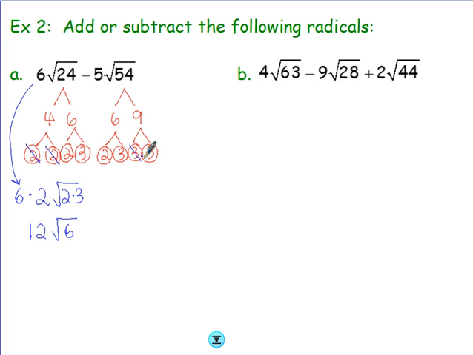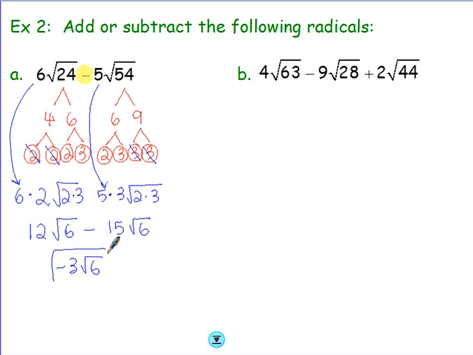We have a pair of 3's that gets to come outside. 2 and 3 are left inside. And the 5 also gets to come down. So we have 15 radical 6. And the other item I'm missing is my minus sign that you can see there. These are like terms. They are both radical 6's. So 12 take away 15 leaves us with negative 3 radical 6 as our final answer.